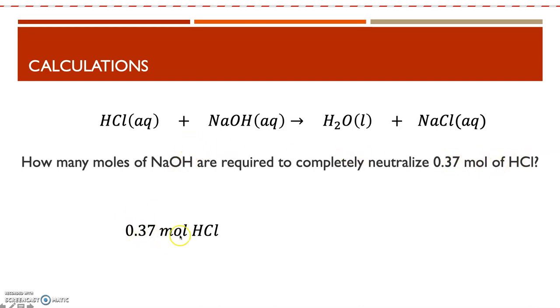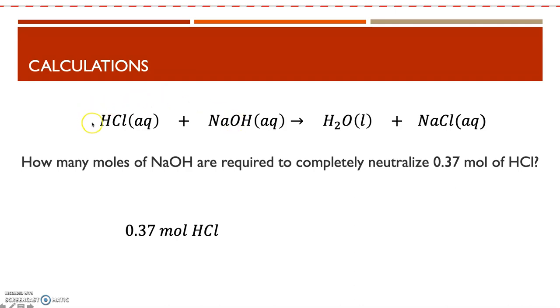And so given some amount of acid, how do I convert, or is there a conversion factor that will get me from acid to base? Now, the answer to that is that the balanced chemical equation will tell you how many of each you need in order to have a complete reaction.